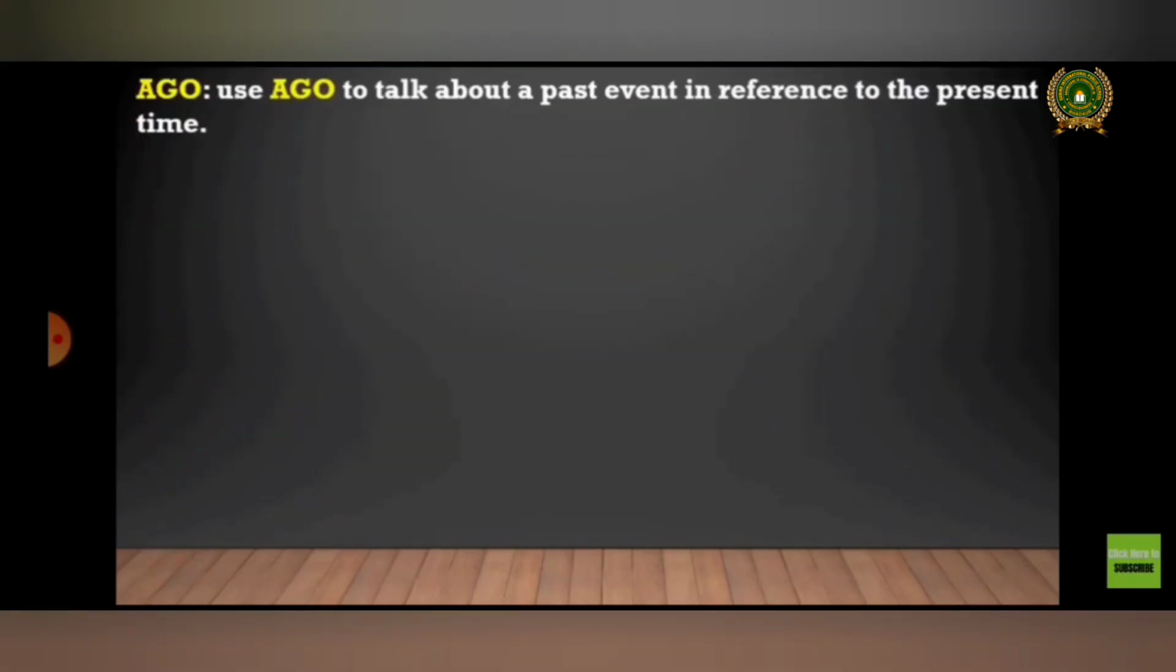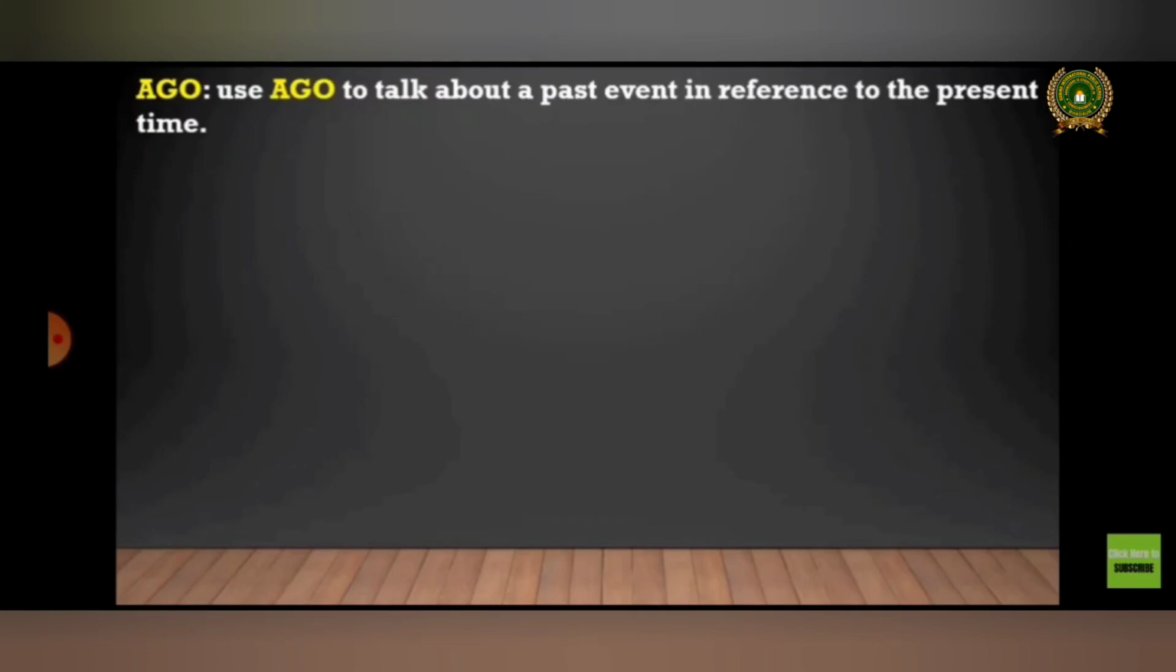So the next one is ago. Be careful while using ago. Use ago to talk about a past event in reference to the present time. It means if we are standing in the present talking about a past event, we will use ago. Let's see an example.